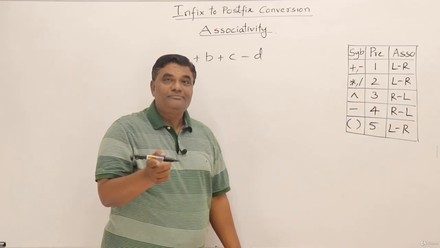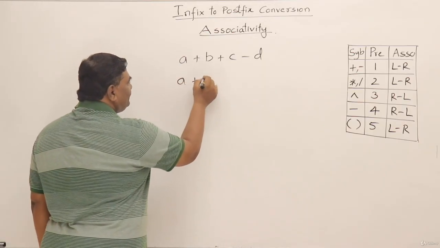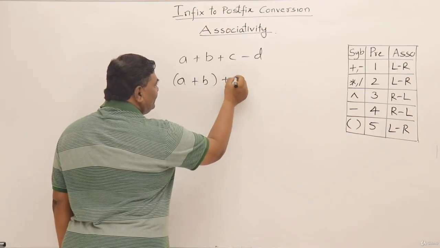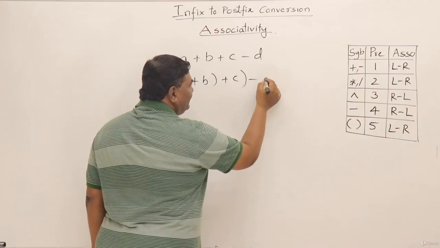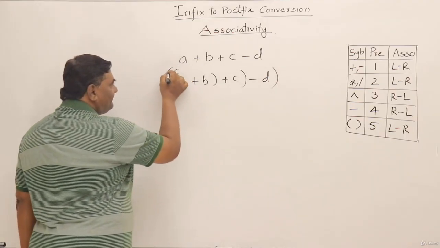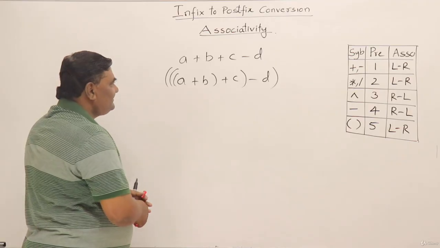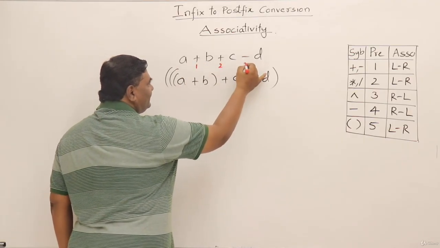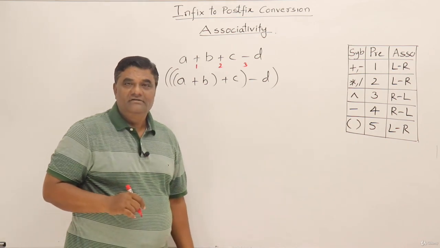If this expression is properly parenthesized, then it looks like this. First a plus b is put into the bracket, then the second plus is included, so this whole thing is kept in the bracket. Then the next minus is taken, so this whole thing is kept in the bracket. So parenthesization is done like this. It means first is this plus, then the second one is this one, and the third one is this one. So we have to take them from left to right.